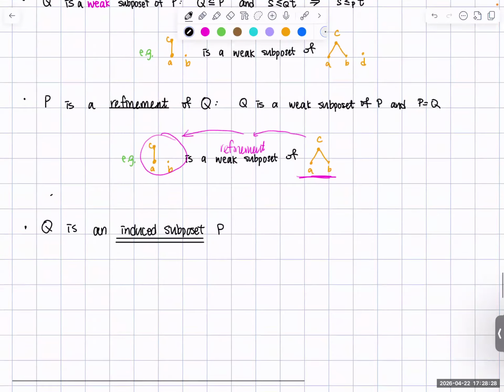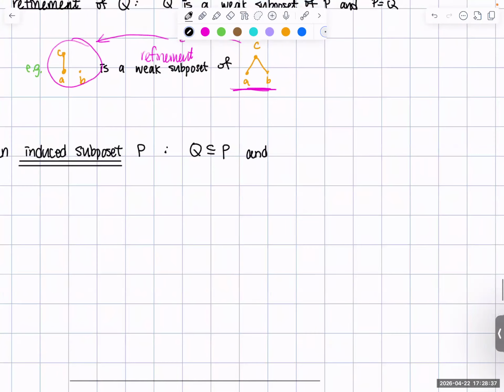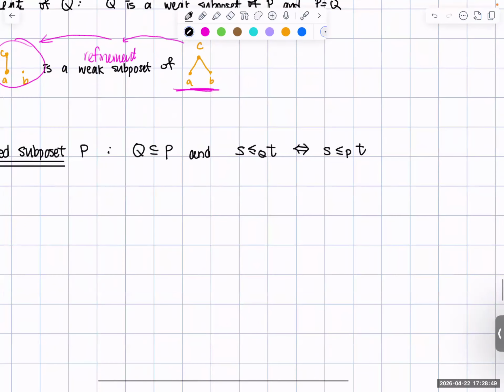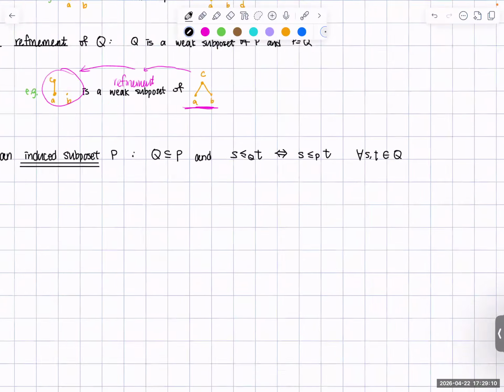This is the strong one. The induced subposet here is just saying that Q is in P, and also S is less than or equal to T in Q if and only if S is less than or equal to T in P, for all S, T in Q. It's very similar to your induced graph: if you take a subset of the vertices, then your induced graph includes all the lines.